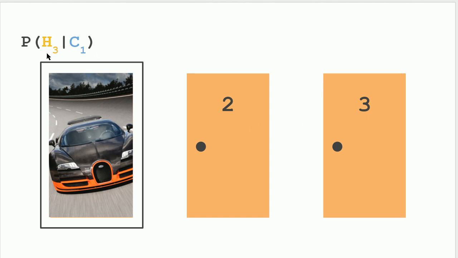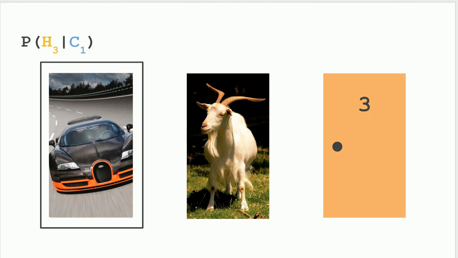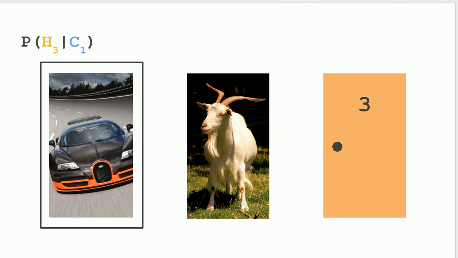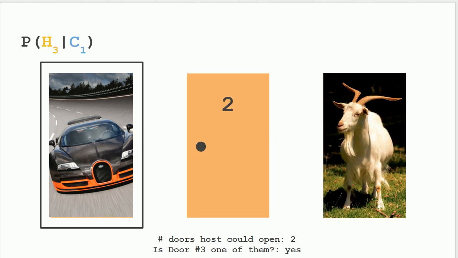So it could be behind door 1, or... so this is what we're given. We're given that the car is behind door 1. That's what we're assuming. Then in that case, the goat can be behind door 2 or it can be behind door 3. So the number of doors the host can open is 2.